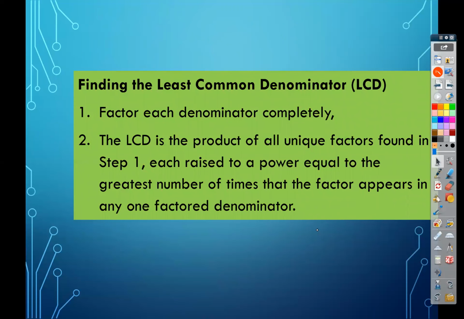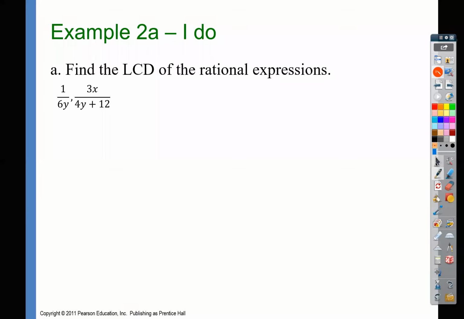So to find it, you're going to factor each denominator completely. The least common denominator is the product of all unique factors found in step 1 raised to a power equal to the greatest number of times the factor appears in any one factored denominator. And I know that sounds confusing, so let's try some.